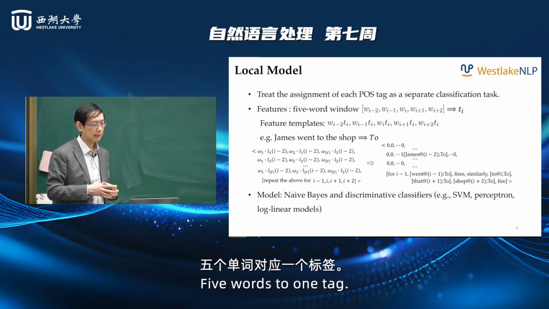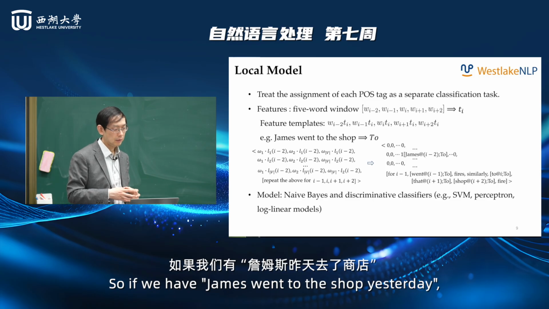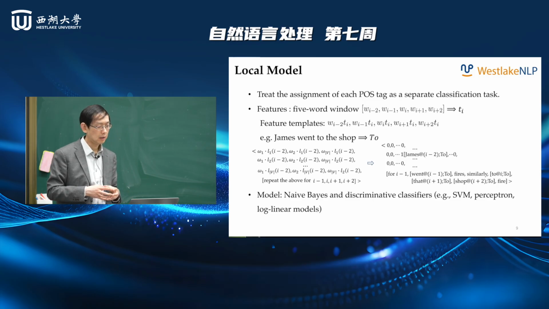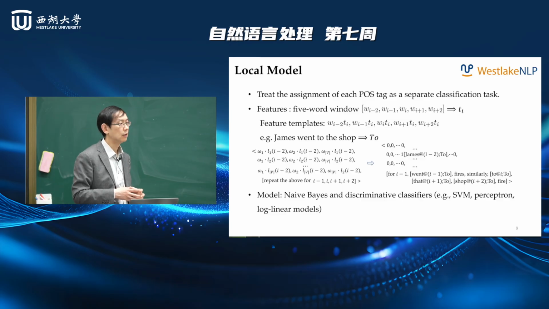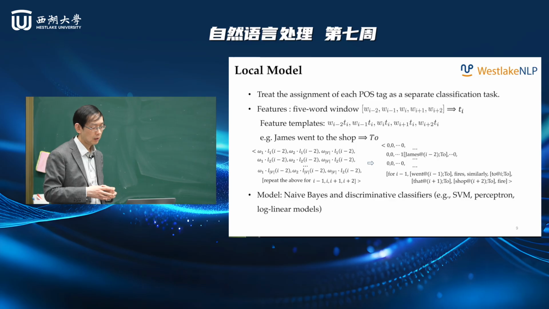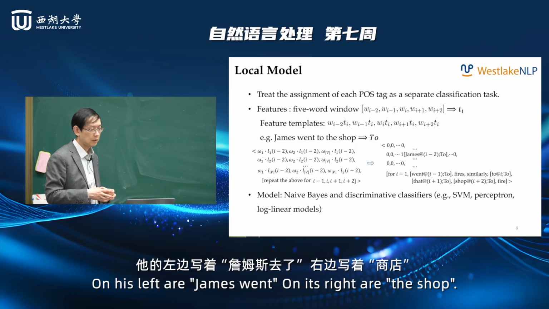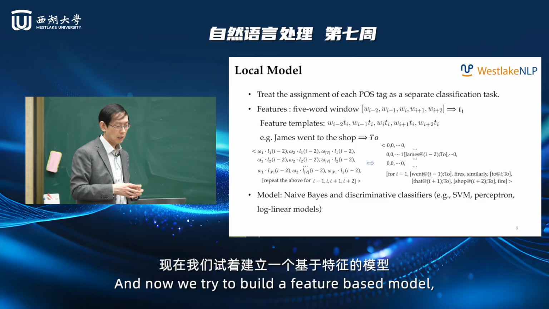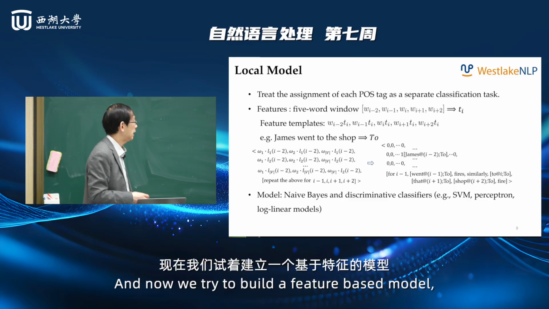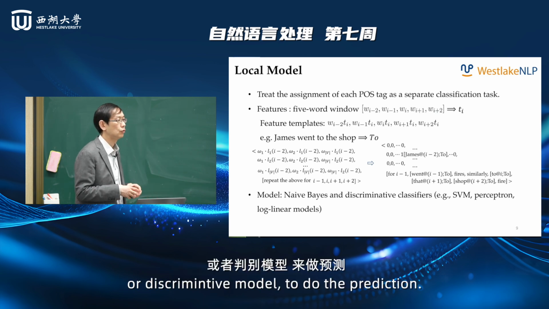5 words to one tag. So if we have "James went to the shop yesterday," when we try to predict the part of speech of the word "to," we can take the 5-word window. On its left are "James went." On its right are "the shop," to predict this word. And now we try to build a feature-based model, or discriminative model, to do the prediction.